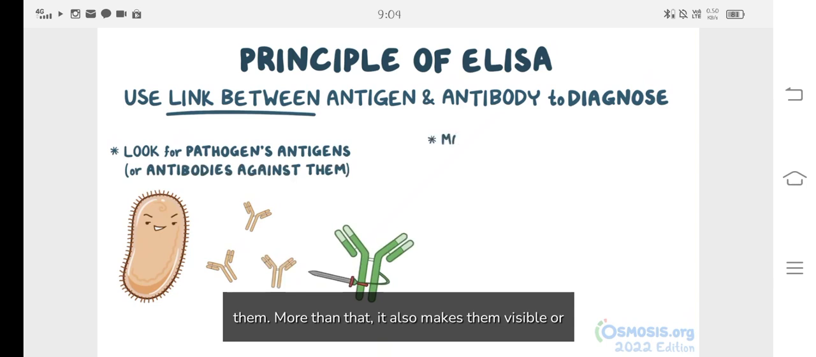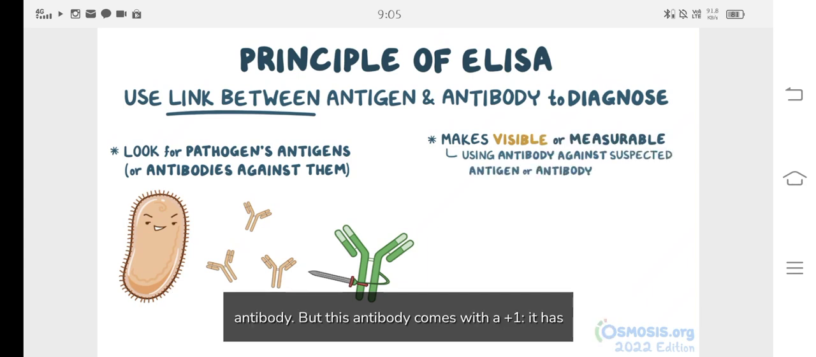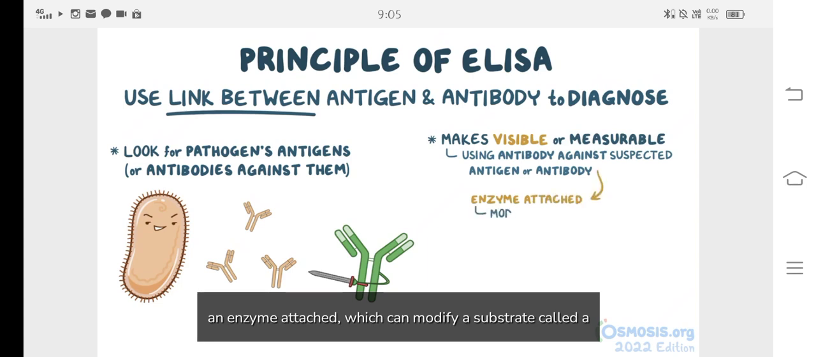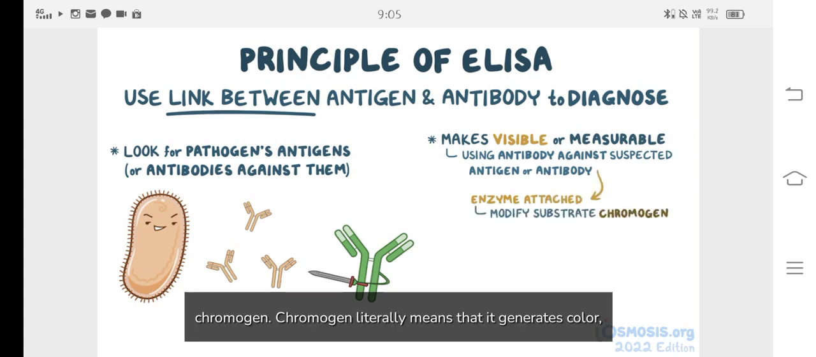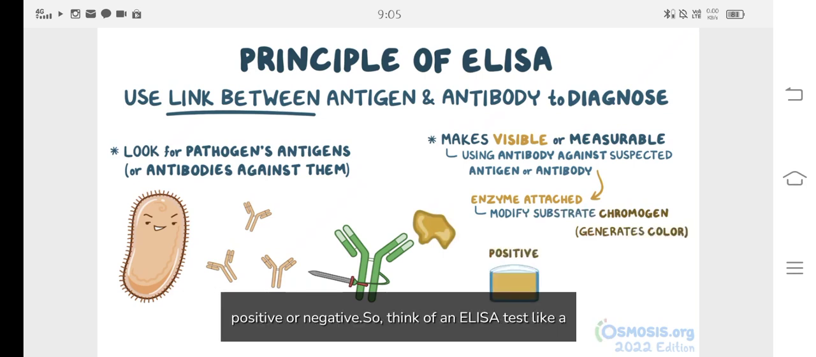More than that, it also makes them visible or measurable by using an antibody against the suspected antigen or antibody. But this antibody comes with a +1. It has an enzyme attached which can modify a substrate called a chromogen. Chromogen literally means that it generates color, so the change in color determines whether the test is positive or negative.